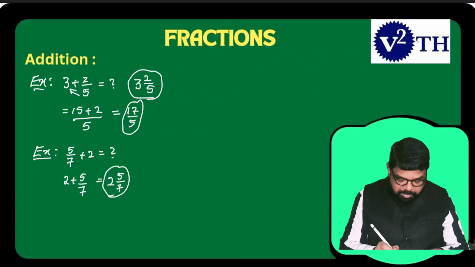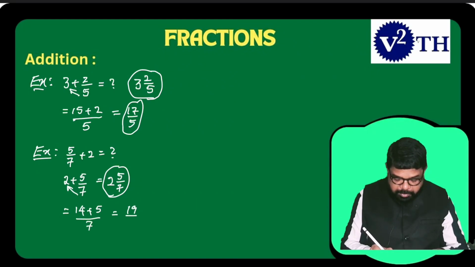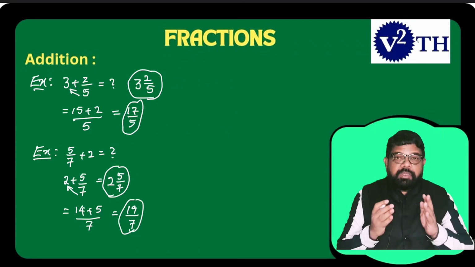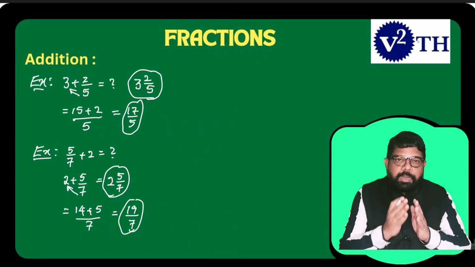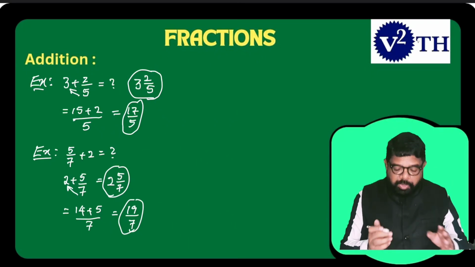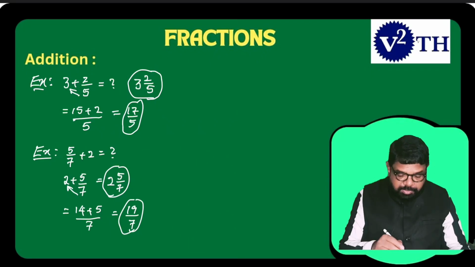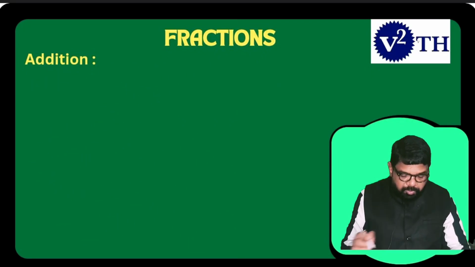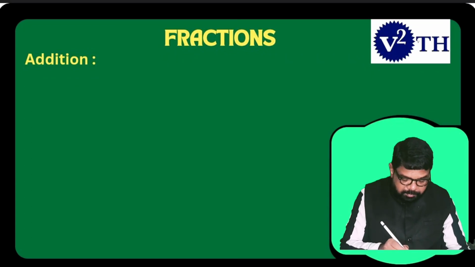Or what is another method? By doing cross multiplication, 7 twos are 14, plus 5 by 7. 14 plus 5, 19 by 7 it is. Now see here another example. Here in these two examples, one fraction and one integer is given. How can you do it if two fractions are given? How can you add? All these are very, very basic.